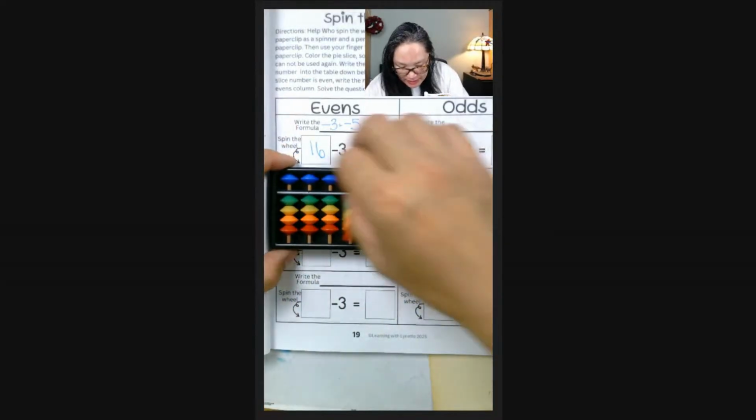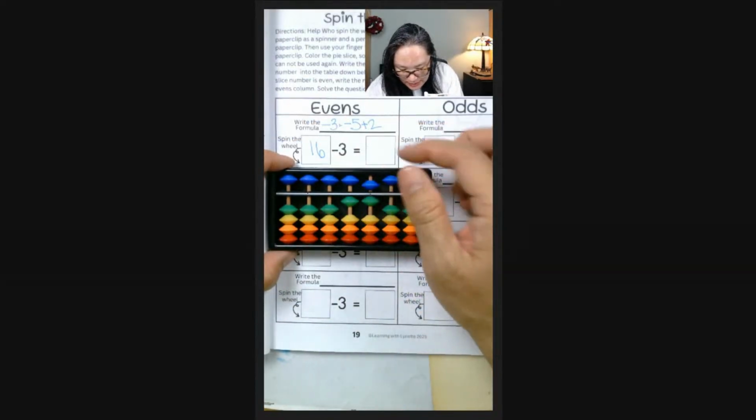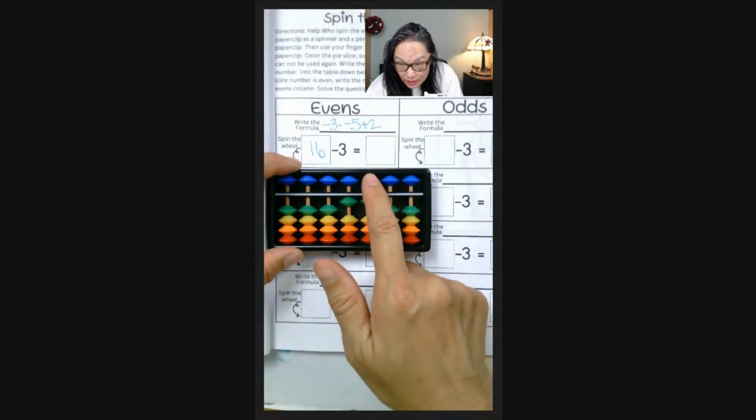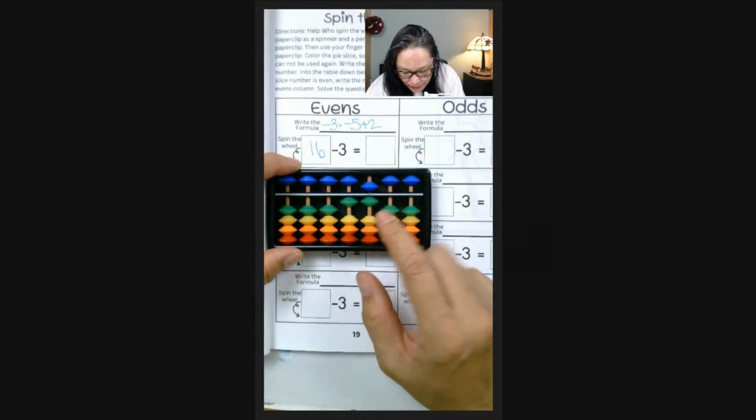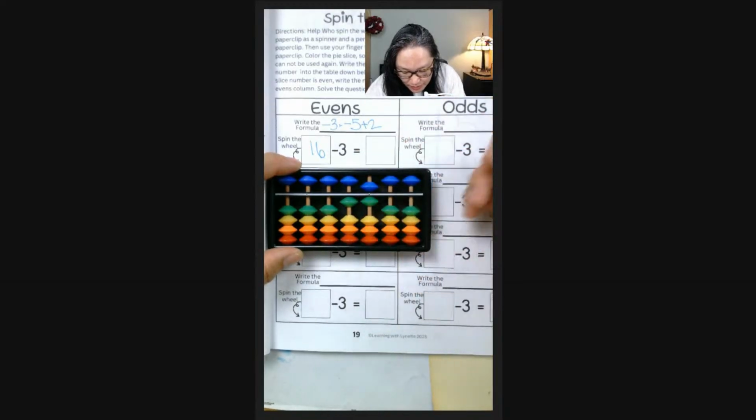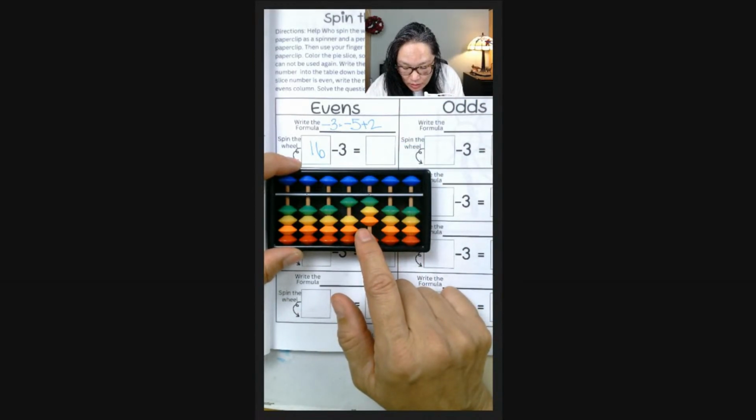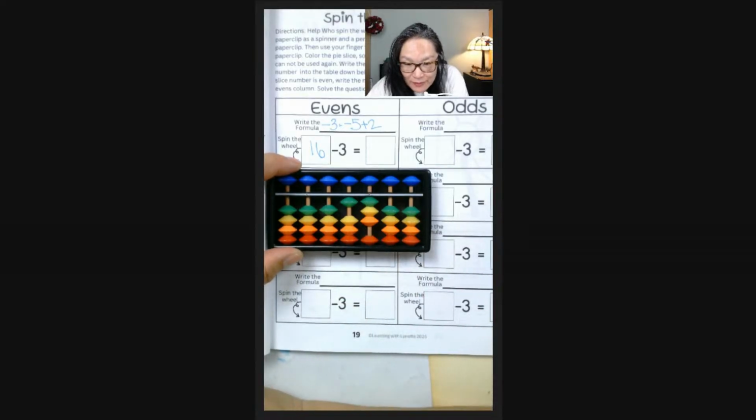So we have what? There we go. We do 16. We have 1 and 6. And we want to take away the 3. To take away the 3, what do we do? We minus the 3 is what? We don't have enough to minus the 3, so we're going to have to take away the 5 and plus the 2. Take away the 5 plus the 2. My final answer is 13. We love midnight math.